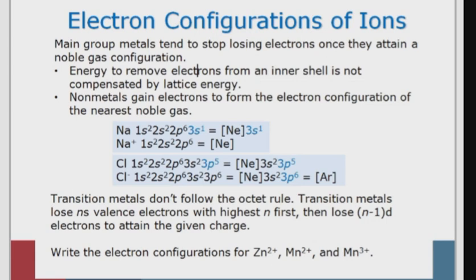Electron configurations of ions. Main group metals tend to stop losing electrons once they attain a noble gas configuration. Energy to remove an electron from an inner shell is not compensated by lattice energy. Nonmetals gain electrons to form the electron configuration of the nearest noble gas.